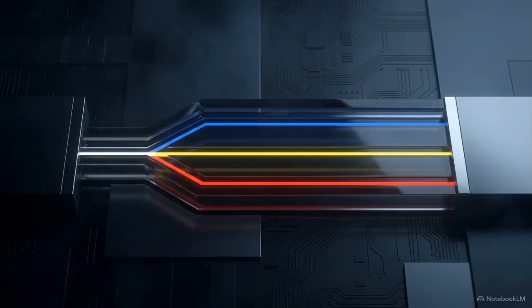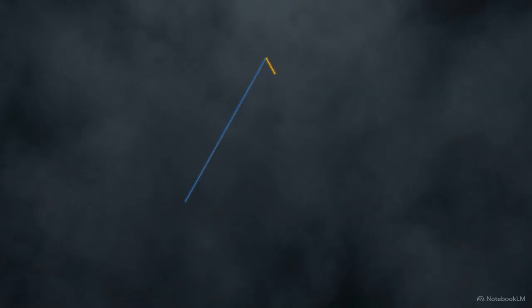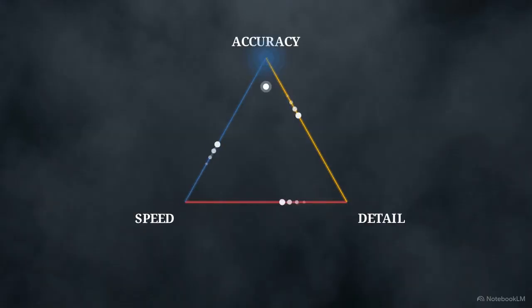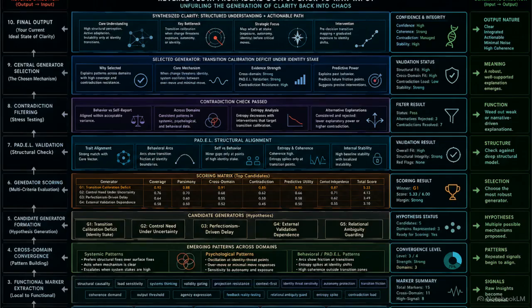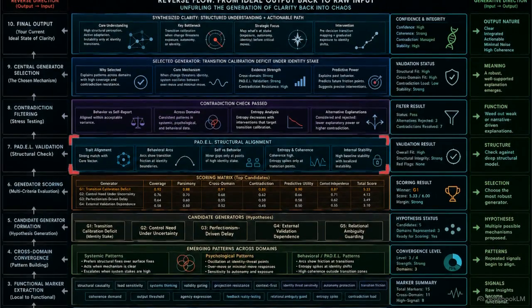Sophisticated cognitive architecture doesn't rely on a single processing mode. It runs all 3 tracks in parallel to map every possible hypothesis against the system's trade-off triangle. Once the top candidates are identified, they move to level 7 and 8. Here, the system subjects the hypotheses to paddle validation and strict structural alignment.